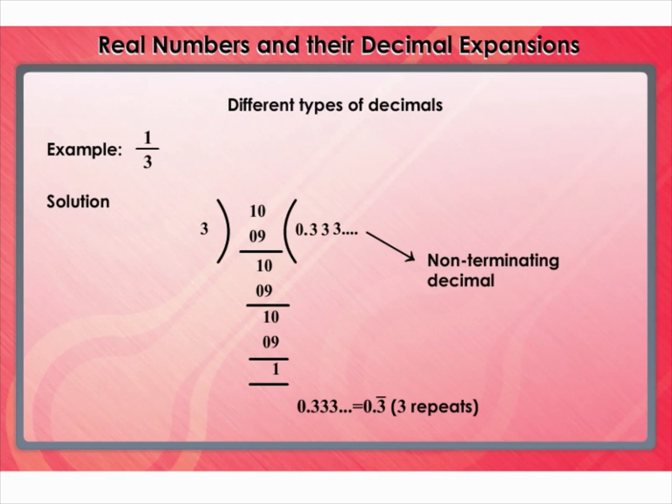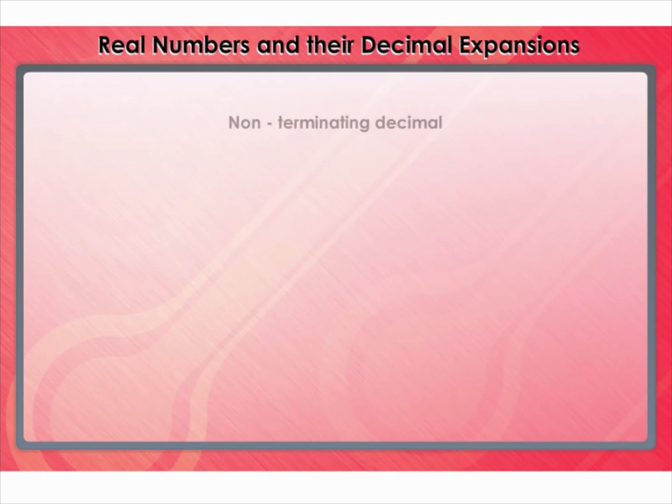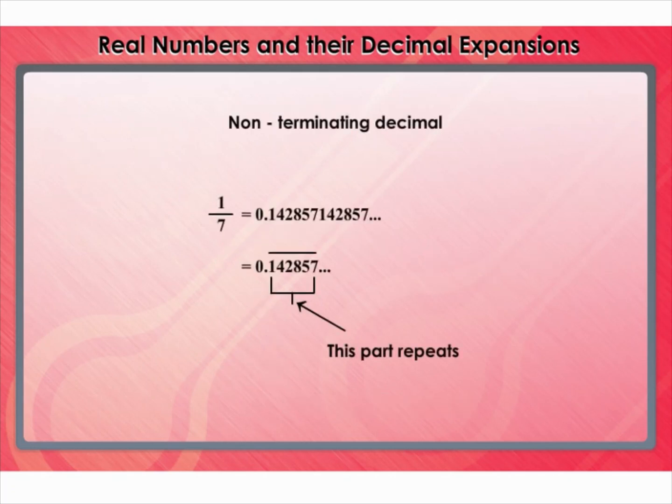Not just one digit, more than one digit may repeat too. For example, when we divide 1 by 7, we get a quotient of 0.142857142857 and so on. What do we observe here? Part of the decimal number is repeating itself continuously. So we keep this whole repeating decimal part under a bar. Thus we get the answer as 0.142857 bar. All the digits after the decimal are under the bar. We say that this expansion is non-terminating, recurring.